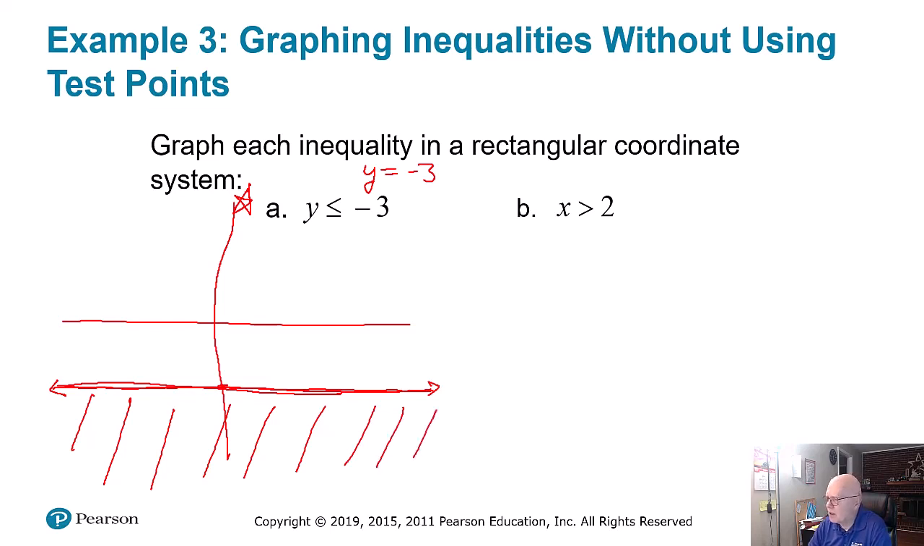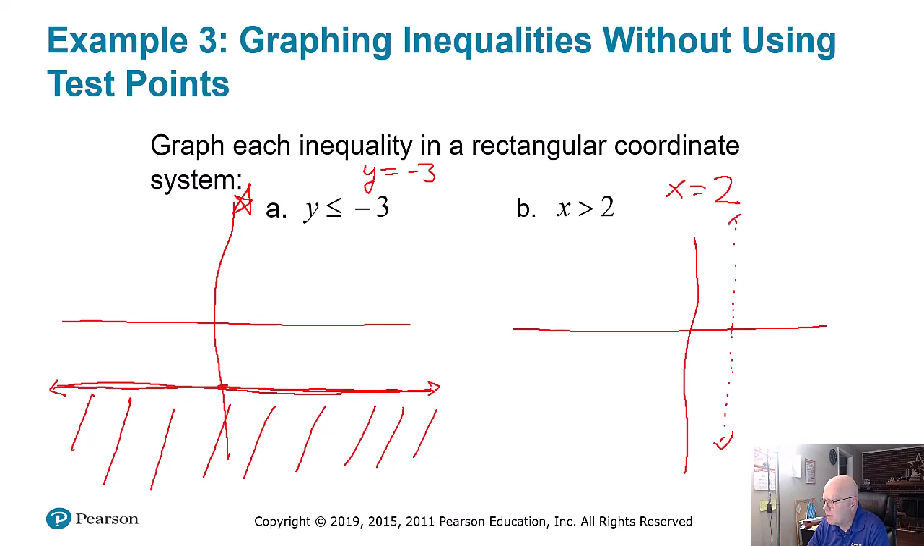On the second one, our line is x equals 2, so what does that look like? X equals 2, that means it's a vertical line where? Well, 2 is over here, so you'd have a line that looks a bit like this, but since there's no equals involved, we'll put a dashed line or a dotted line here. Put an arrow at each end.